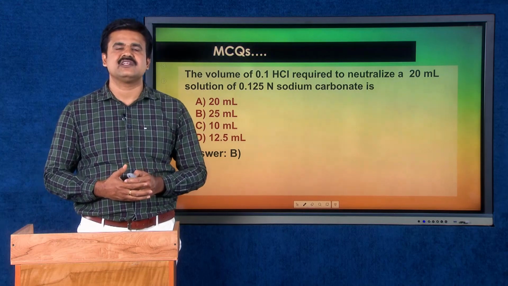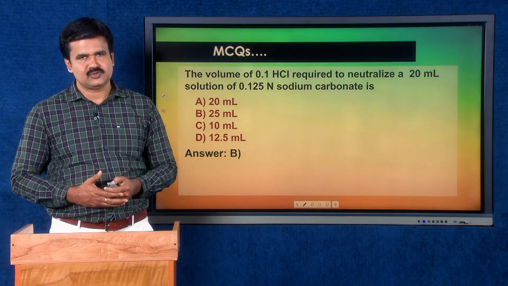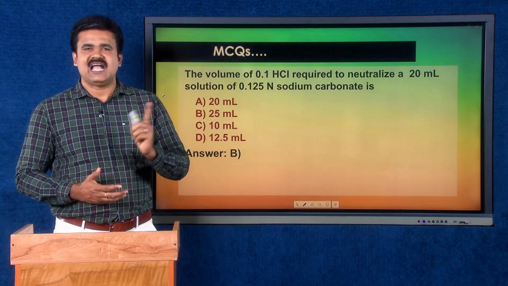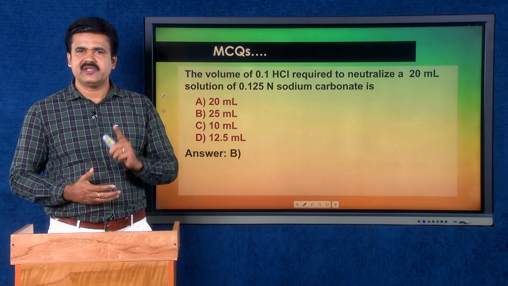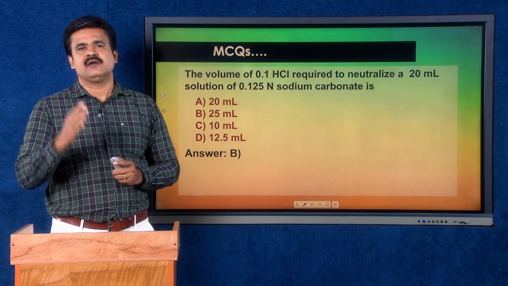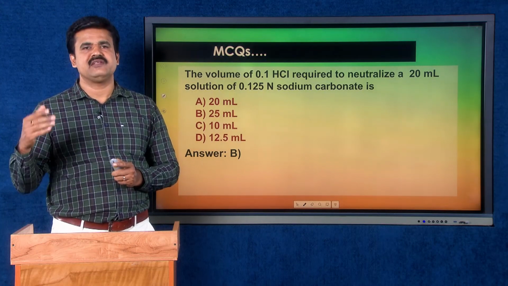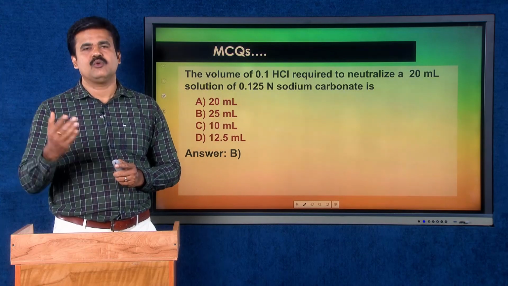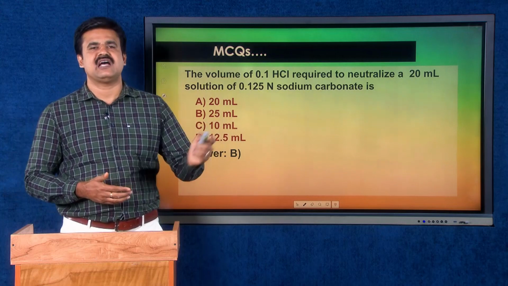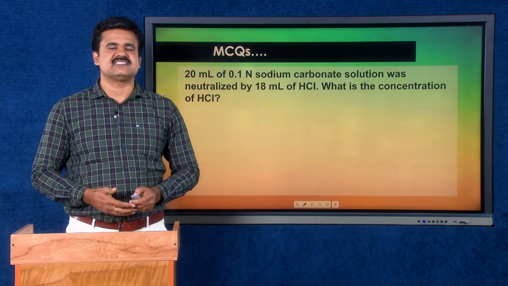This you can calculate by using the simple expression N1V1 equal to N2V2. Here you are calculating the volume of acid by knowing the volume and concentration of the base. So, by putting 0.1 normal as the acid into its volume equal to 20 into 0.125, the required volume is equal to 20 into 0.125 divided by 0.1, and the answer will be option B, that is equal to 25 ml. Now this is another MCQ.